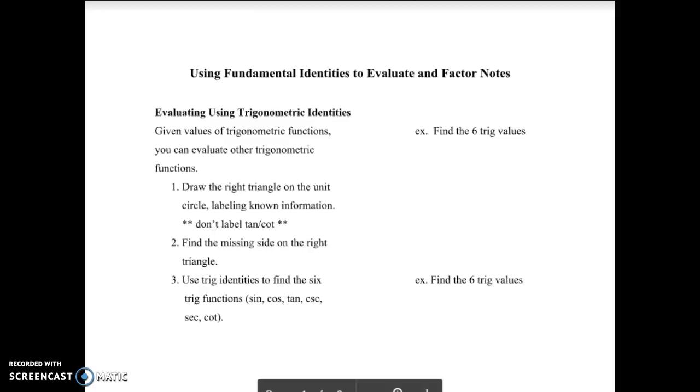Welcome to the notes on using the fundamental identities to evaluate and factor. We're going to start by evaluating using trigonometric identities. So in your notes, we're on this section.